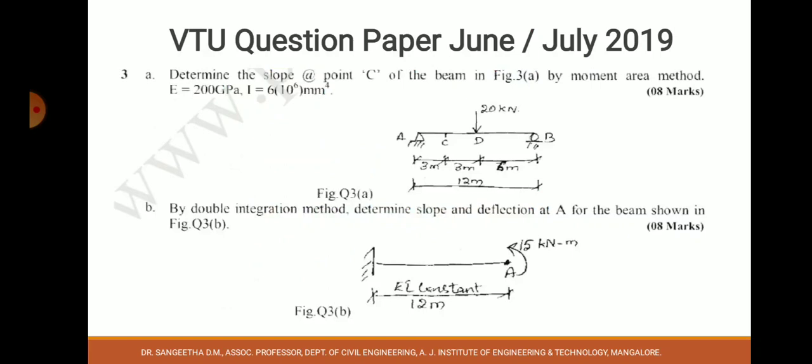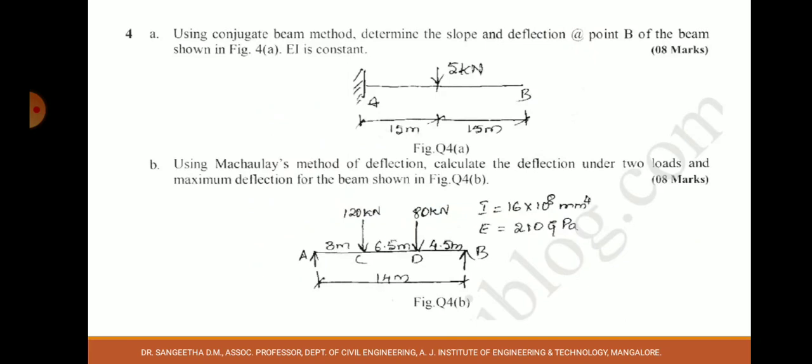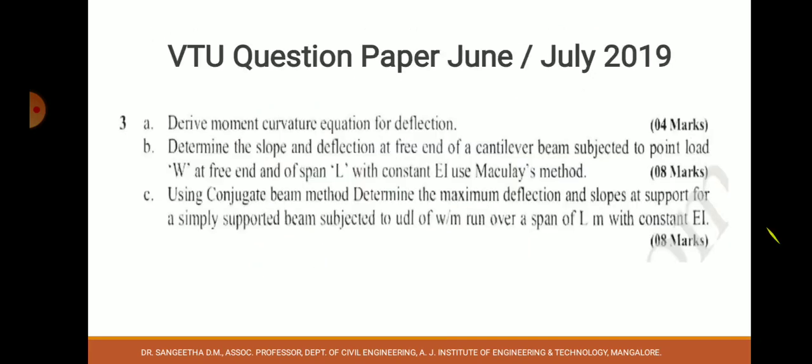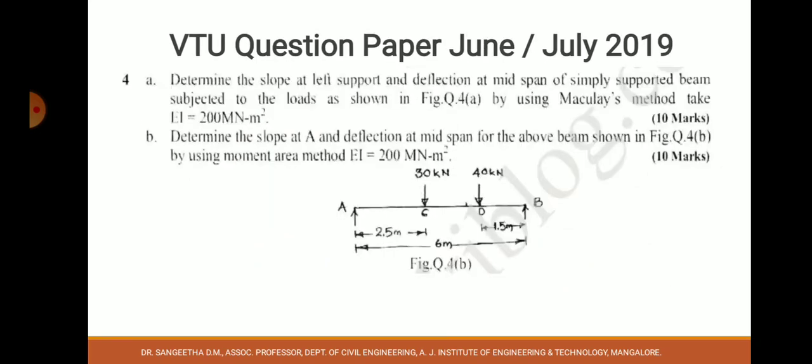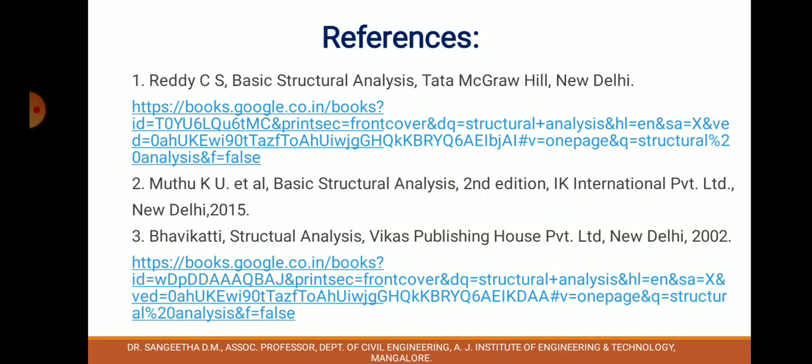So these are some of the question paper problems which arrived in previous years. Here is a simply supported beam subjected to a point load. Slope at point C is asked to calculate. So this is based on Macaulay's method of deflection. Moment curvature equations are asked to derive. Slope and deflection of the cantilever beam is asked to evaluate. So here there is a simply supported beam subjected to 2 point loads. These are some of the references which you can use as reference material.